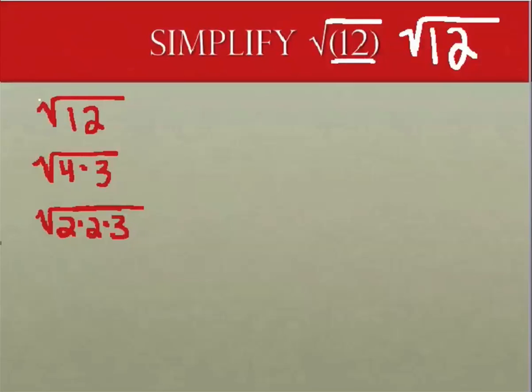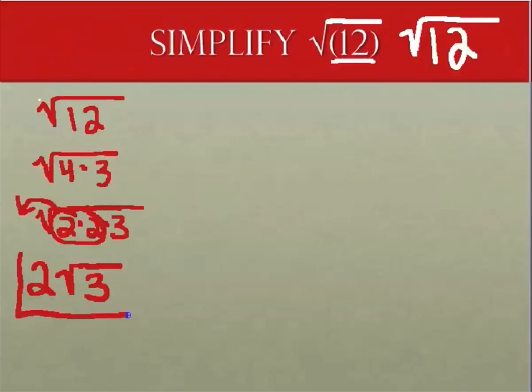Now when I simplify the square root, I look for groups of 2 in the prime factorization. So there are 2 2's here. If there are 2 of them, that means I can bring them outside the square root. So 2 2's inside the square root becomes 1 2 outside the square root, and there's still a 3 inside. So my final answer is 2 times the square root of 3. That's the square root of 12 simplified.